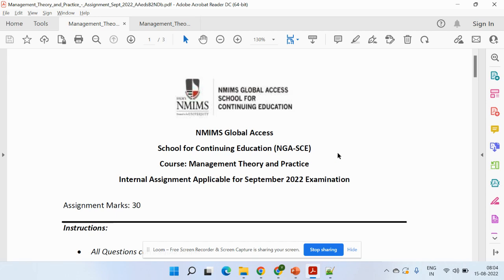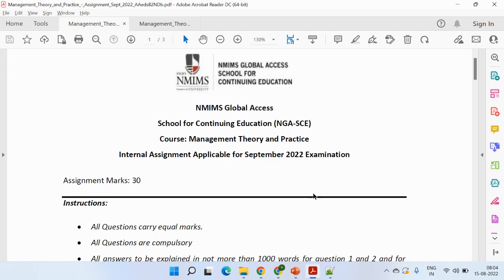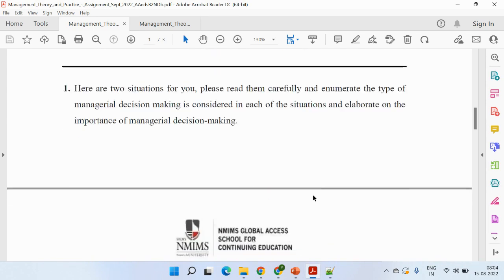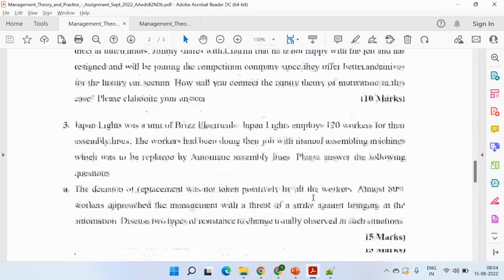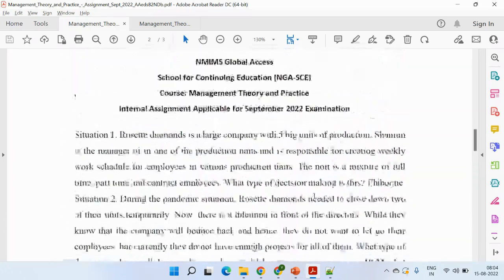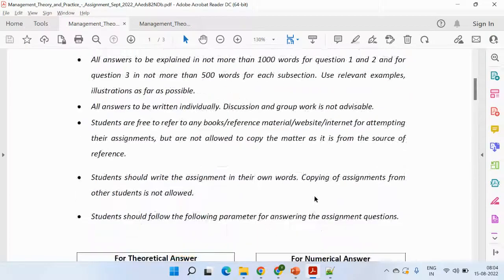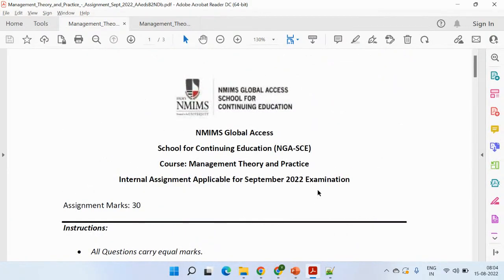If you see this PDF file, there are three questions: first, second, third A and third B. Each question comprises 10 marks. The third question has two parts, third A and third B, and the maximum word limit is 1000 words. So if you write about 700 to 800 words, then it's totally fine.